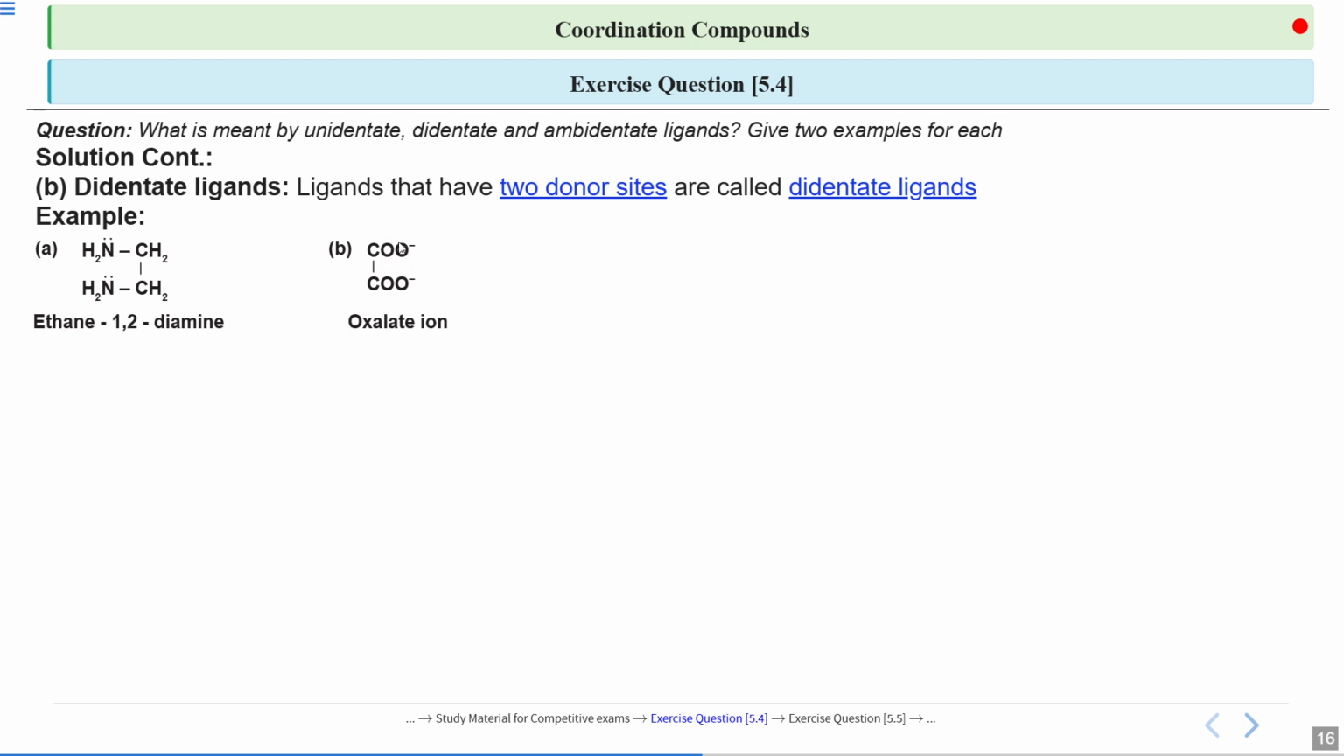Similarly, the example COO negative, COO negative, where there is O negative and O negative. We have two donor sites available that can donate the electrons to the metal d orbitals and form the bond with the metal in the complex. So this is also a didentate ligand. Name is oxalate ion.